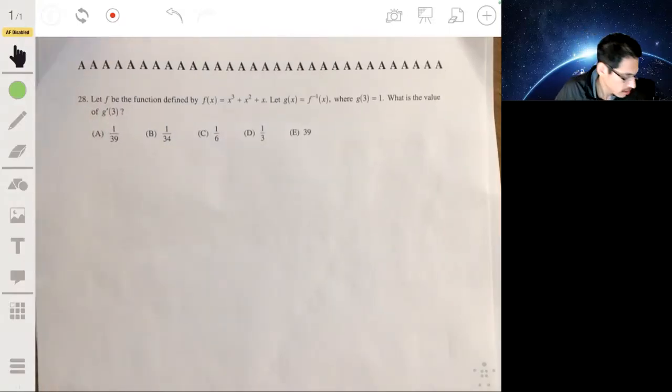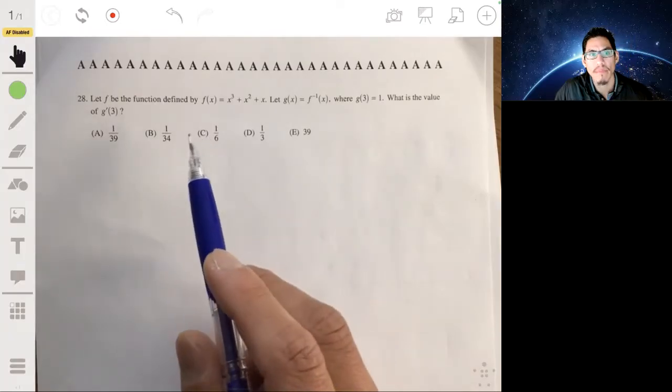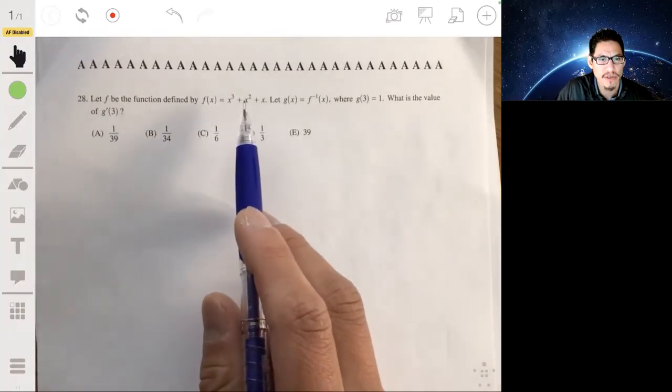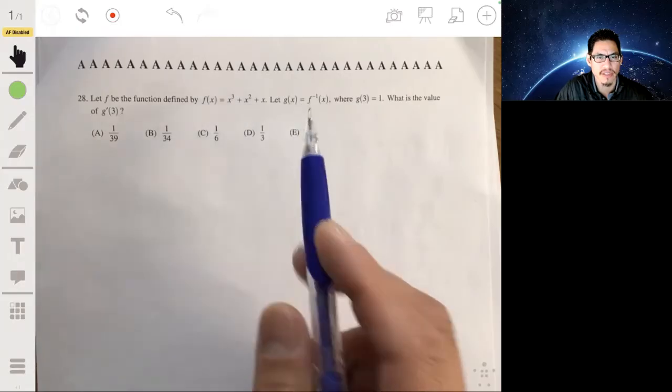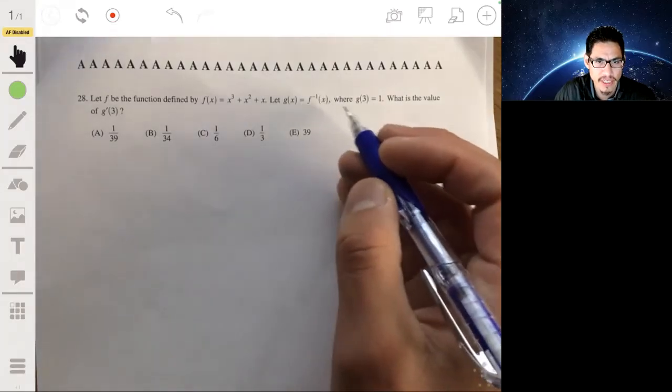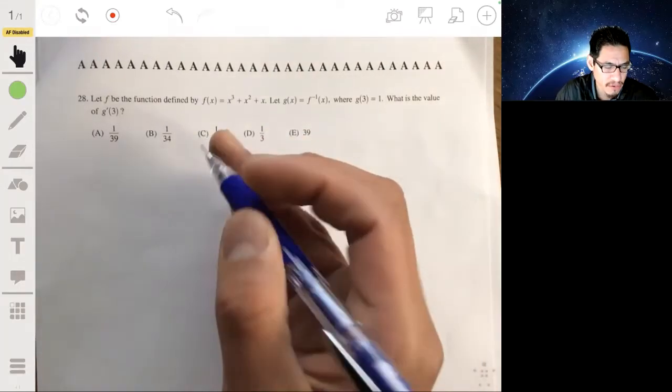Last one. Let f be the function defined by f of x equals x cubed plus x squared plus x, and g of x equals f inverse of x, where g of 3 equals 1. What is the value of g prime of 3?